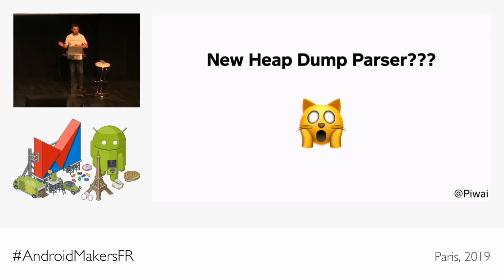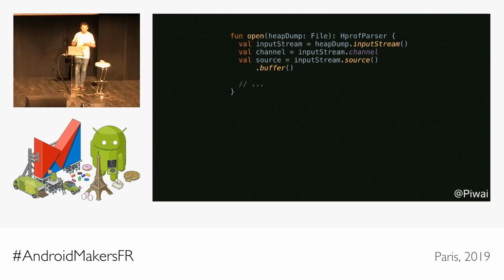So, I mean, it is, but you never know. It essentially looks like that using OKIO. It's like, okay, I have a file, give me an input stream. To use OKIO, you need a buffer, so you do inputStream.source().buffer(), and you get your buffer source, and you can start reading stuff from it.